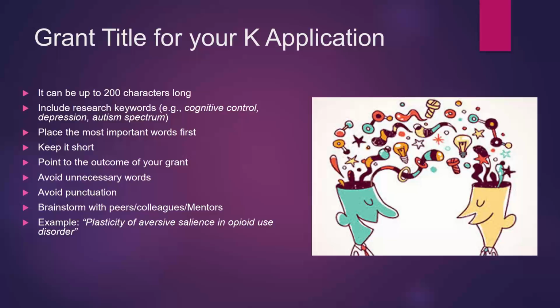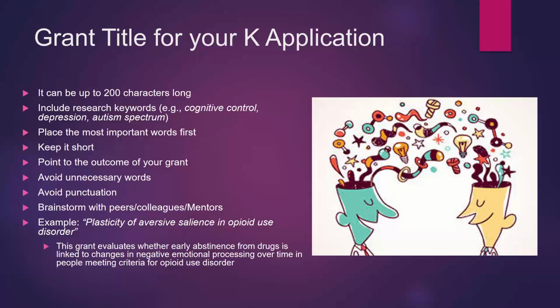Here's one example that I used for an R01, and I didn't think of it. My boss, Dr. Paulus, came up with it, but it's catchy. Plasticity of aversive salience in opioid use disorder. So this grant evaluates whether early abstinence from drugs is linked to changes in negative emotional processing over time in people meeting criteria for opioid use disorder. It's short, it's to the point, there's no extra punctuation or unnecessary words. I'd say I only have 2 that aren't important keywords, of and in, so not too bad. But it's time for you to think of a title.